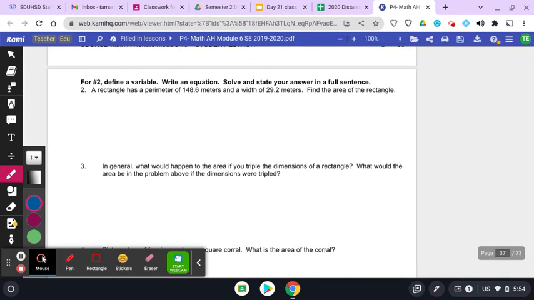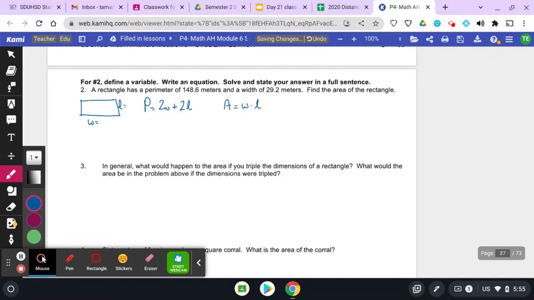All right, so we have to realize we have to work between our areas and our perimeters. So we have to remember that perimeter is the distance around the shape, and area is the number of square units in a shape. A rectangle has a perimeter of 148.6 meters and a width of 29.2 meters. Find the area of the rectangle. So visually, if I have a rectangle, this is my width and my length. It doesn't matter which one you call the width and which one you call the length. In my perimeter, I have to add all the sides, so I have 2 widths plus 2 lengths. Area is the width times the length.